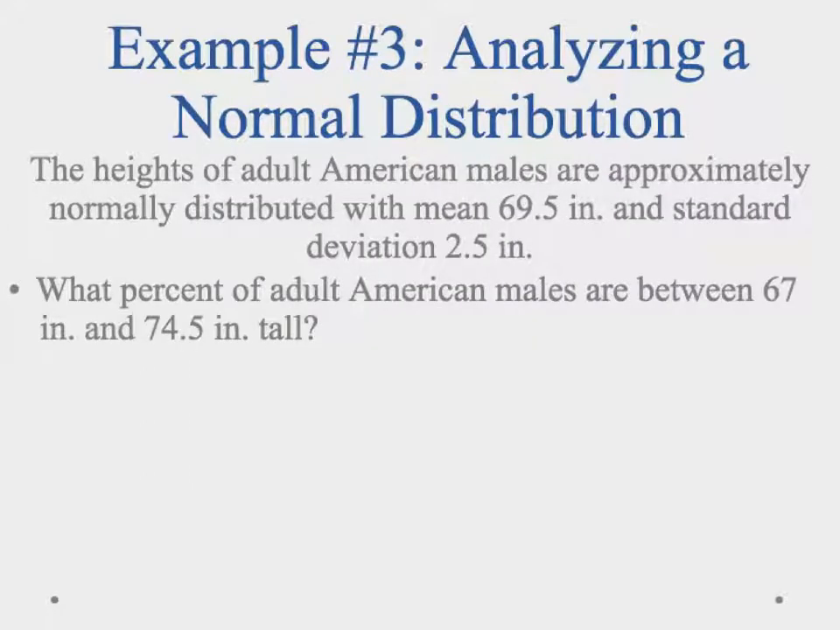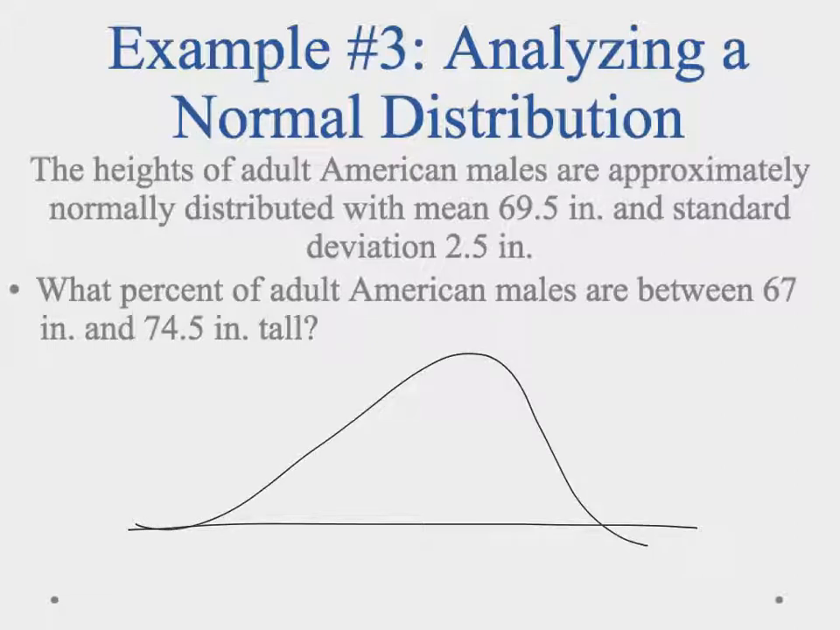All right, so now in example 3, we're analyzing a normal distribution. So it says the heights of adult American males are approximately normally distributed with a mean of 69.5 inches and a standard deviation of 2.5. What percent of adult American males are between 67 inches and 74.5 inches tall? So now what we're doing is basically using what we know about bell curves and their percentages along with standard deviation. So what we're going to do is we're going to create a bell curve.